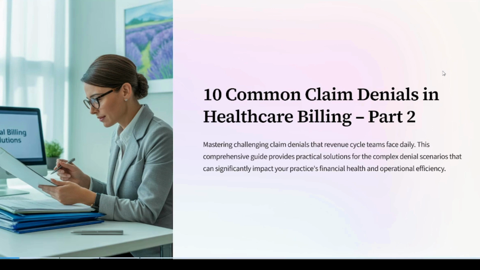10 Common Claim Denials in Healthcare Billing, Part 2. Mastering challenging claim denials that revenue cycle teams face daily. This comprehensive guide provides practical solutions for the complex denial scenarios that can significantly impact your practice's financial health and operational efficiency.